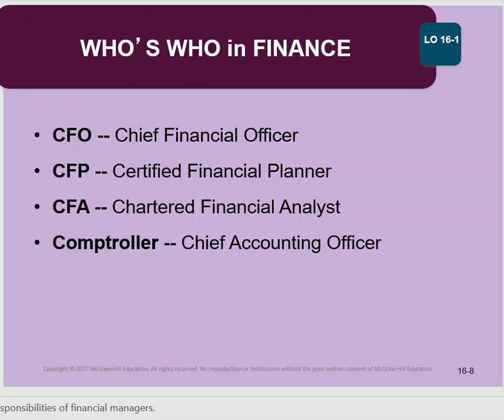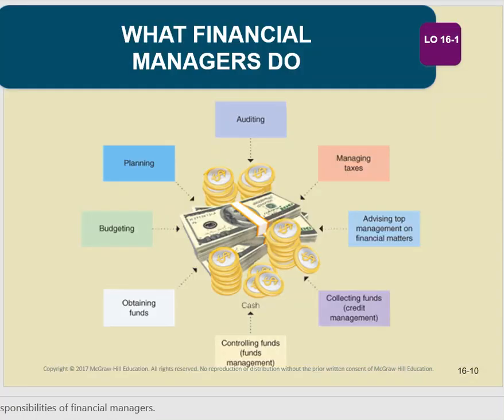You can see who's in finance. The top person is the CFO. He or she then would have people underneath him or her, and you can see some of those people listed on this slide. You can see, what do financial managers do? They do a lot of things regarding money.